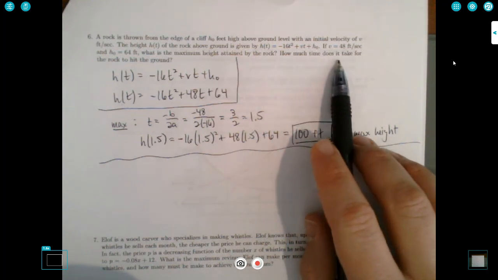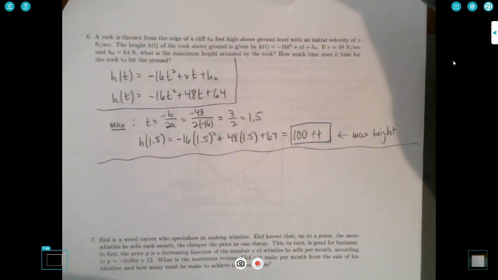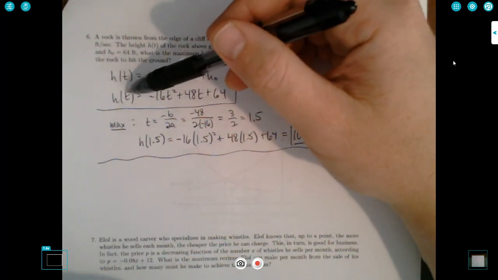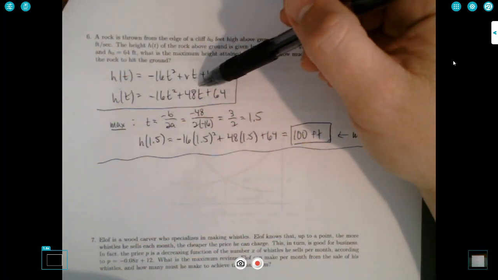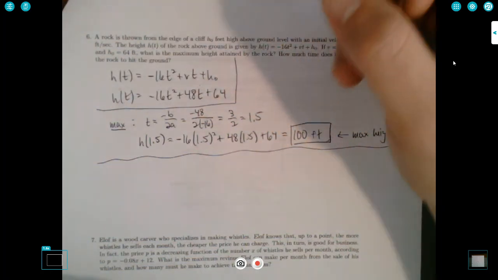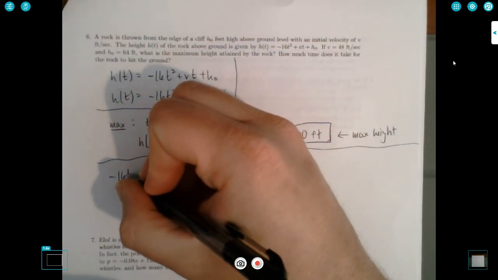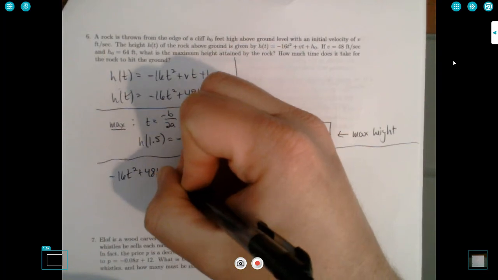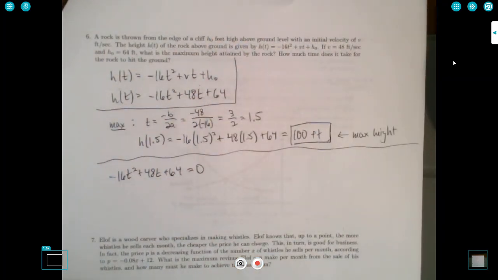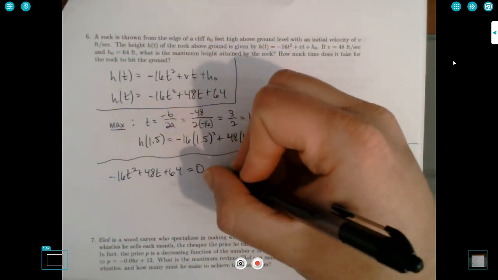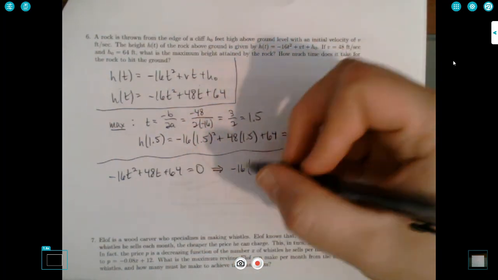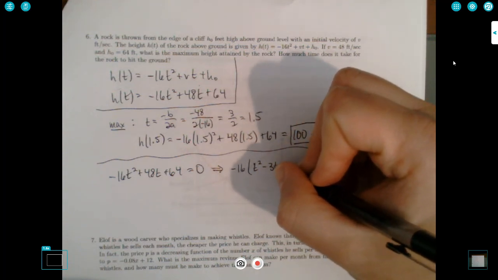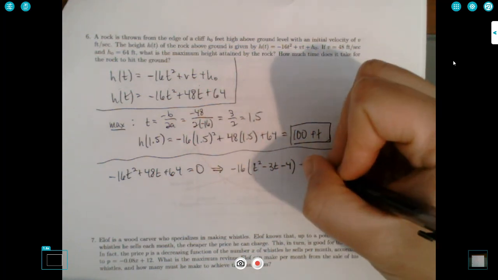And the second question is, how much time does it take for the rock to hit the ground? Well, notice that if the rock hits the ground, then the height of the rock from the ground is 0. And so we would be looking for the values of t that make the function equal to 0. So we want to know when negative 16t squared plus 48t plus 64 equals 0. Now, if you remember how to factor, then you can factor this, right? For one thing, I think 16 goes into all these numbers, so we can take out a negative 16, and we would get t squared minus 3t minus 4.